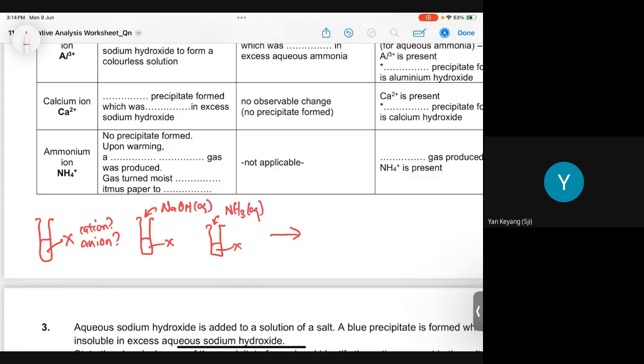And whatever results that you see, in terms of precipitate, you will determine what's the cation ion that's present. So far we are only testing for cation ion. And to test for cation ion, you use sodium hydroxide aqueous, or you use aqueous ammonia. Thumbs up if so far all okay.